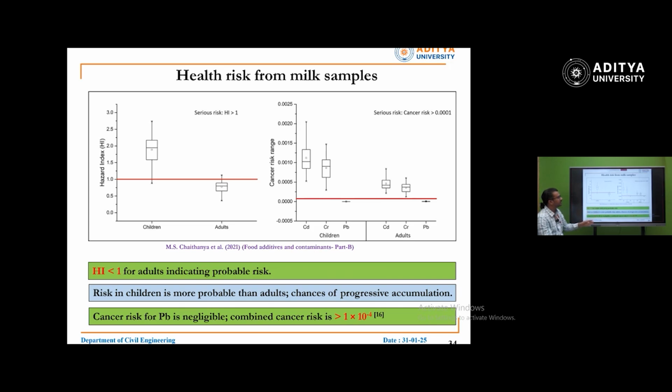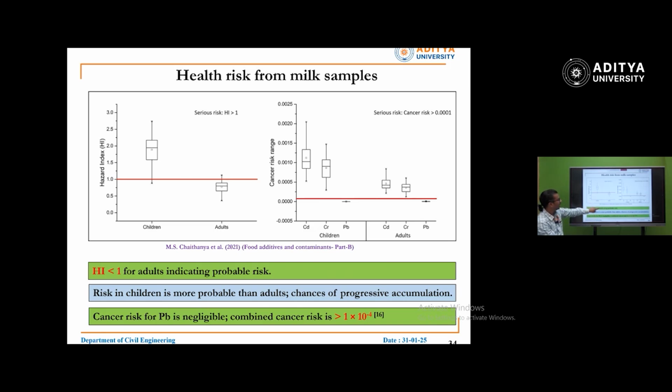So this is the hazard index, that means the combination of hazard quotients, and for children it is almost exceeding 1, which indicates probable serious risk. And from that we have identified the cancer risk, which I have told you, it is a combination of cancer risk from cadmium, chromium and lead. So combinedly you can say the cancer risk, that means if it is exceeding 1 into 10 power minus 4, then there is more probability of getting cancer risk, which we have identified both in children as well as in the adults.